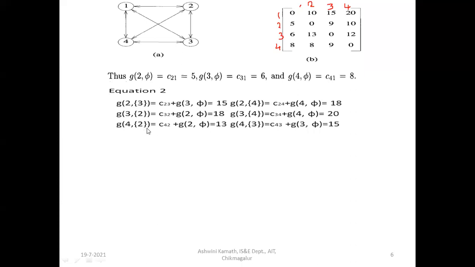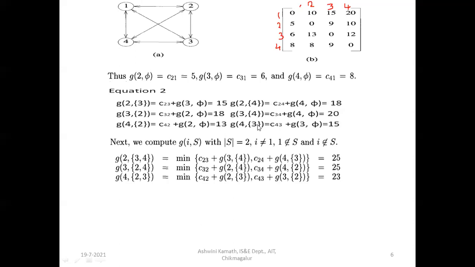Similarly, G of 4, 2 is C42 plus G of 2, 5, which is equal to 13. G of 4, 3 is C43 plus G of 3, 5, which is equal to 15. This is the value when using only a single vertex in the set S. From 3, 2 and 4, from 4, 2 and 3. Single vertex we have considered. Now let us use two vertices.